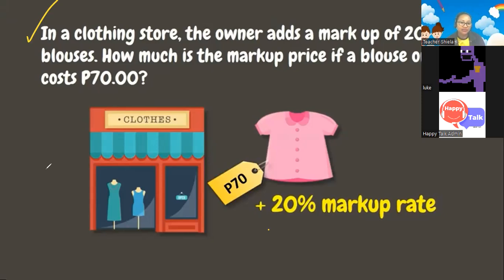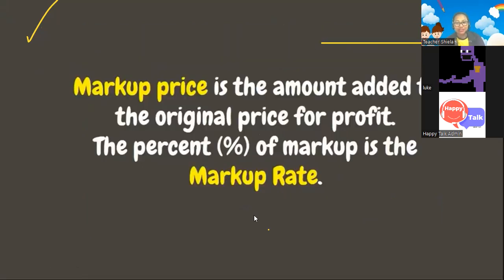Again, as it says here, this is the clothing store, and the owner adds a markup of 20%. So, by the way, what is a markup again? It's like addition, or adding price so that they make more profit. Yeah, that's right. The additional price to make profit, right? So for example, this is a markup price. What you said is correct.